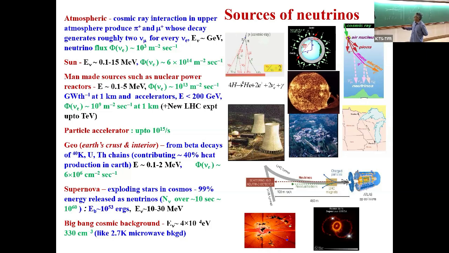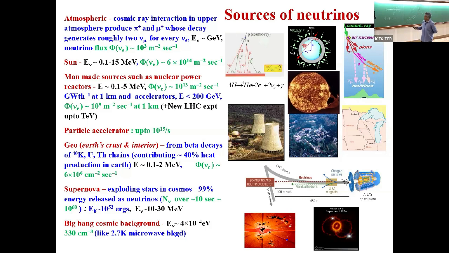Okay, so now what are the different sources we use to study all this? This is atmospheric neutrino. Cosmic interactions in the upper atmosphere produce pi plus, mu plus, which decay to generate nu mu and nu e, and this flux is roughly 10 to the power 3 per square meter per second. And this is the typical example: the pion decays to the muon neutrino, the muon decays to the electron and 2 neutrinos. That's the way you see these interactions.